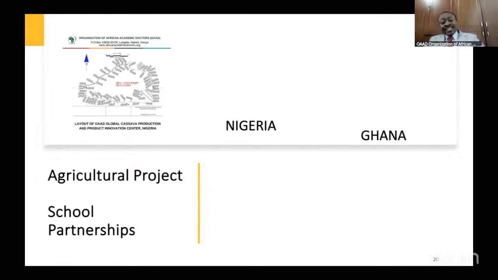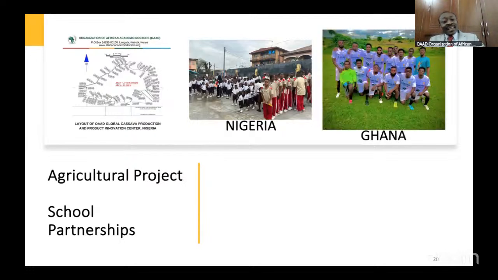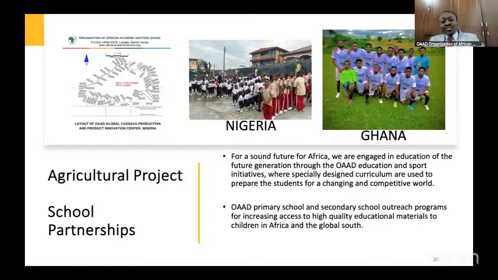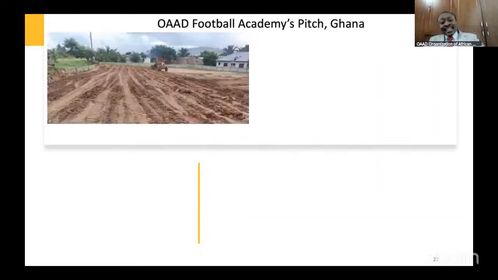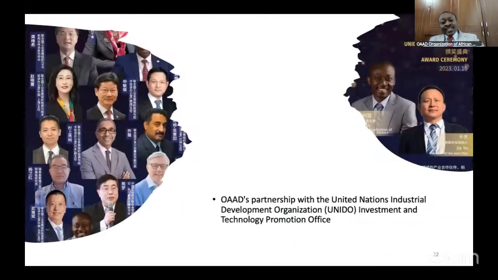this is the piece of land we've secured and are negotiating for agricultural projects, which everyone is going to benefit from. These are engagements with schools. These are the OAAD Football Academy, a short clip of it. And we want to do this for a sound future for Africa. We're engaged in education and all different aspects to ensure these things happen. This is the pitch that has been prepared in Ghana for the Football Academy, and our colleagues are working together to make these things happen.